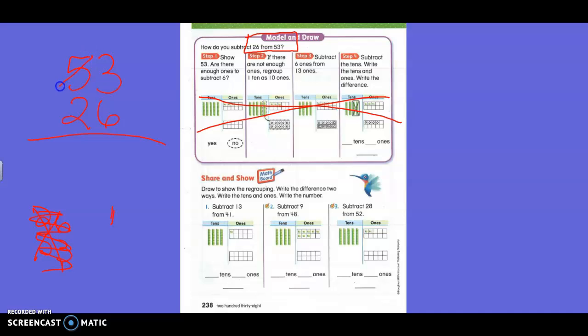Okay, so there's 5 tens, right? But we want one of those tens to come over here to the 3. So if I take one of these tens and give it to the 3, how much will that be? 10 plus 3 is what, Isaac? 13. So now we have 13, and we can do 13 minus 6, right? Since I borrowed from this 5, what does that make 5? 4. Okay, so now we'll do 13 minus 6.